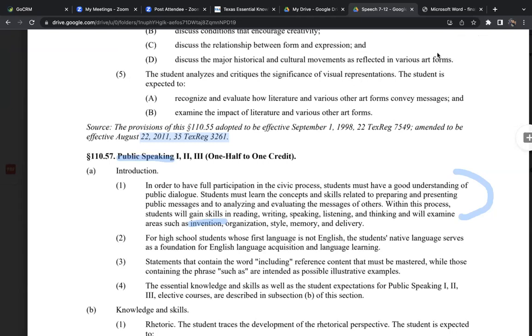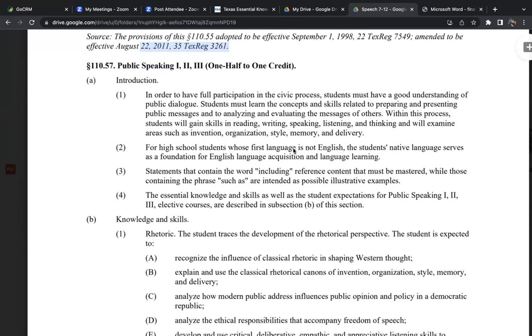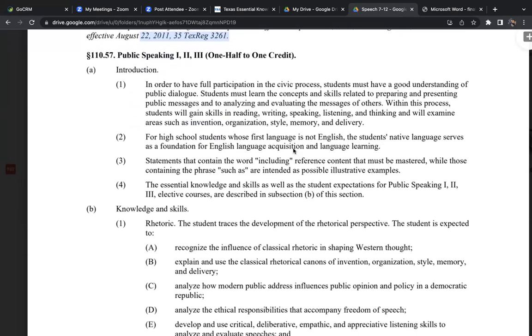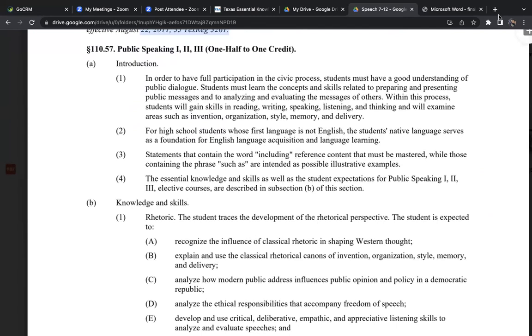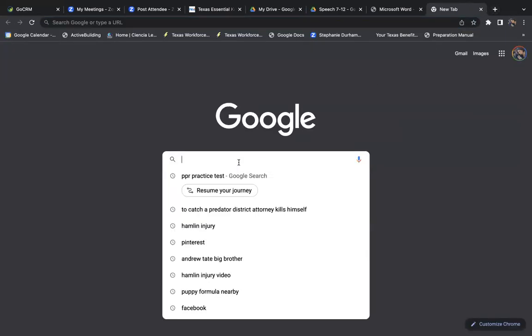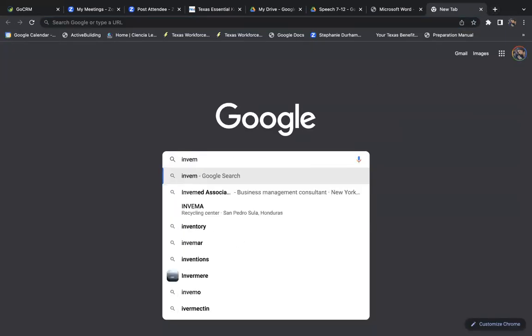Do you know the idea of invention as it pertains to public speaking? Invention, no, not me either. So this is a really great opportunity for us both to just Google invention really quickly.